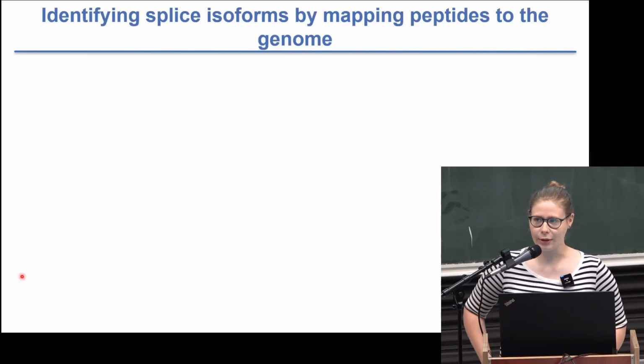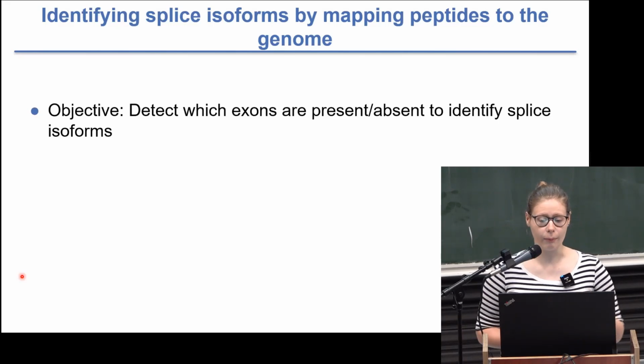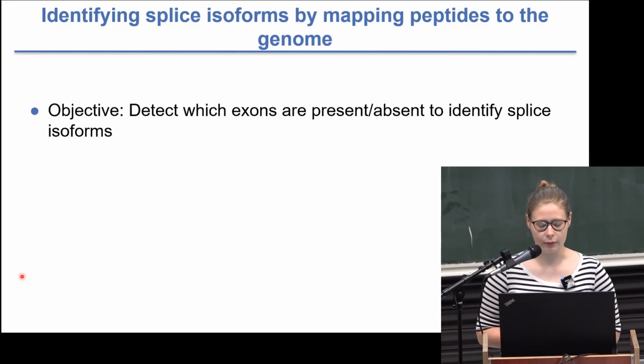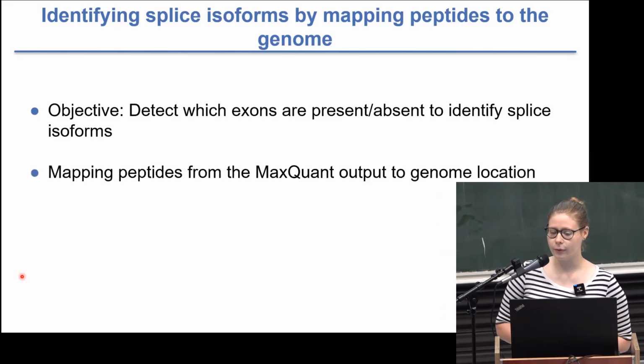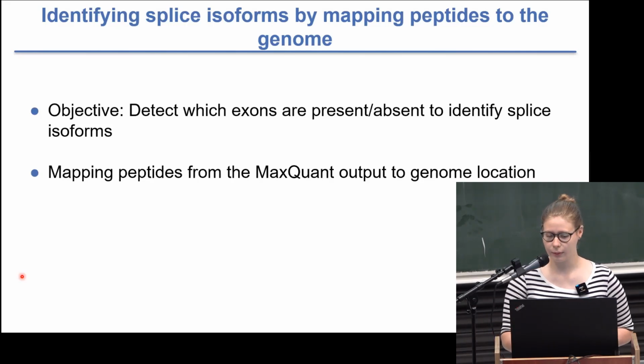To start with my project and a little bit of what I did, I first identified which exons are present or absent within a sample. And from there on, we can make some educated guesses which splice isoforms are present or not. For that, I used the peptides.txt file from MaxQuant and mapped it back to the genome location to extract exactly which exon is present.